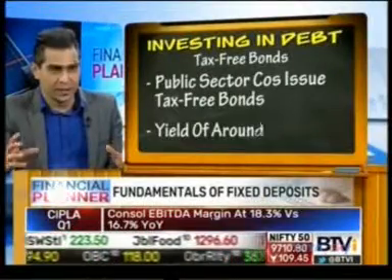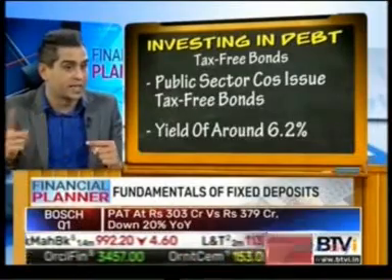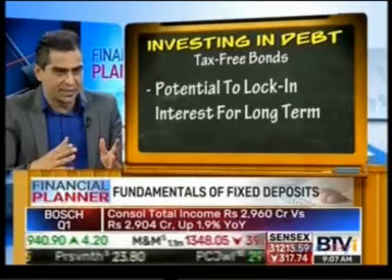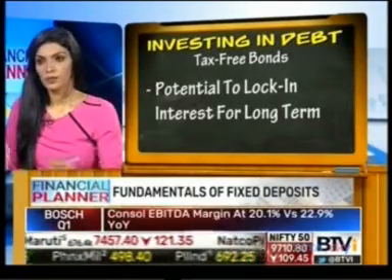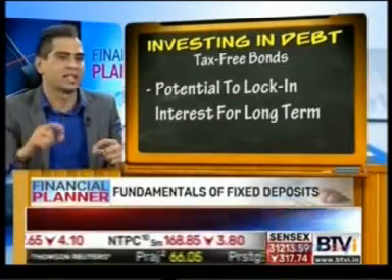Now moving on to the other instruments which have some degree of efficiency, one is a tax-free bond. Government-run companies issue tax-free bonds, which today give you a yield of 6.1 to 6.2%, and they have the potential to lock in the interest for 7, 8, 10 years. As the nomenclature suggests, these are tax-free, so all that you earn is going to be absolutely tax-free. So 6.1, 6.2% interest tax-free, locked in for long periods of time, is what a tax-free bond can do for you.